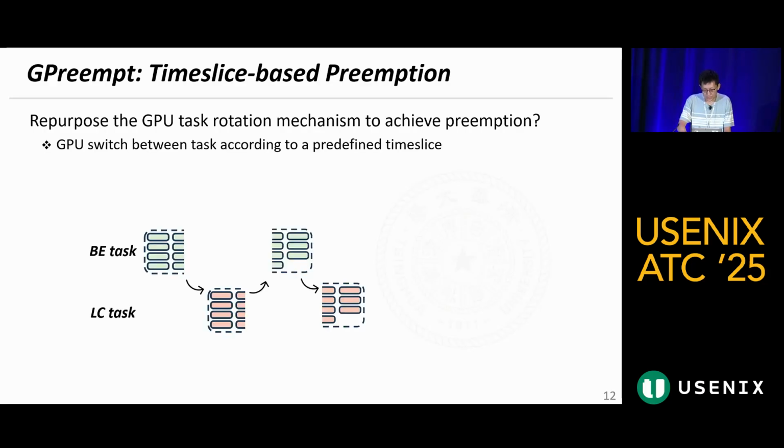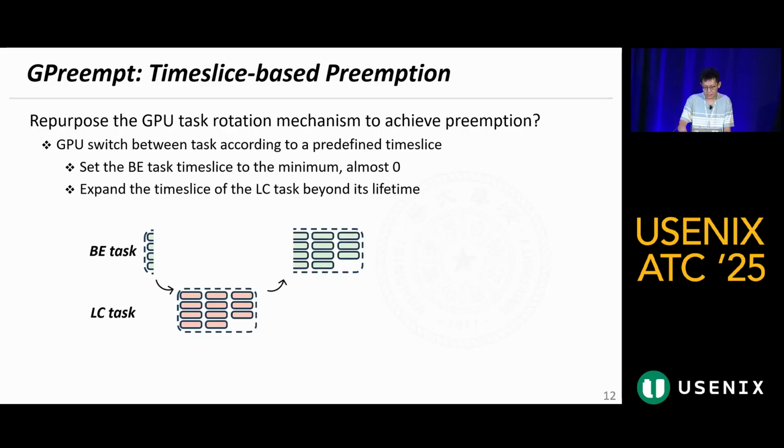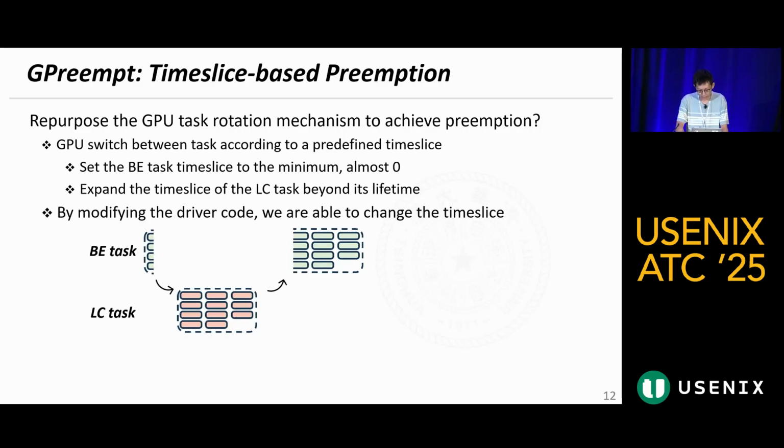We can shrink the BE task time slice to near zero and expand the LC task slice to be effectively infinite. When the LC kernel launches, the BE task will almost immediately yield to it, and the LC task will run to completion without being interfered with. And after a detailed analysis and modification of the GPU open source driver, we modify the API and expose it as a simple priority setting API to users.